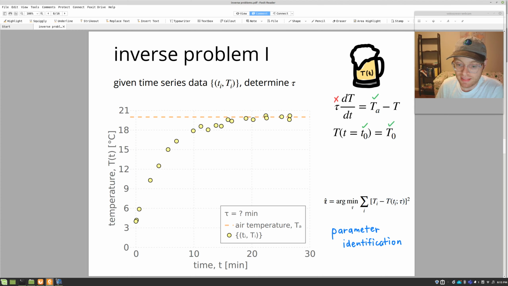And so we define the optimal tau, or our estimate for tau, to be the tau that minimizes this loss function. So imagine you have a knob and you can tune tau, and you tune it until the curve optimally goes through this data. Okay? That's called parameter identification. And then we would get this tau equals 5, which is the green curve that best fits this data here. Okay, and that's what you'll do in your activity. You're going to find tau, not for a glass of beer, but for a thermistor.